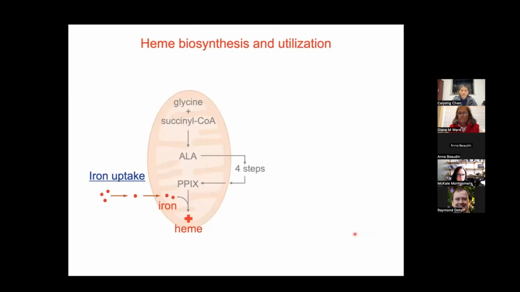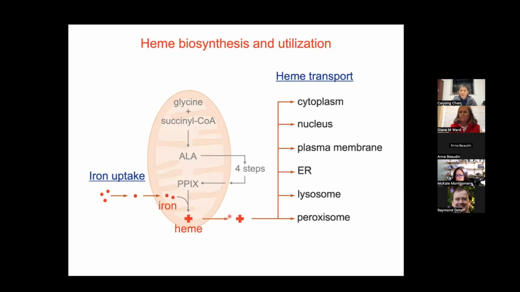Most animal cells can synthesize heme through an 8-step conserved pathway using 3 substrates: glycine, succinyl-CoA, and ferrous iron. Iron is a trace metal that needs to be imported into mitochondria for the synthesis of heme and iron-sulfur clusters. The newly synthesized heme is released in mitochondria, but many hemoproteins are present in other cellular compartments.